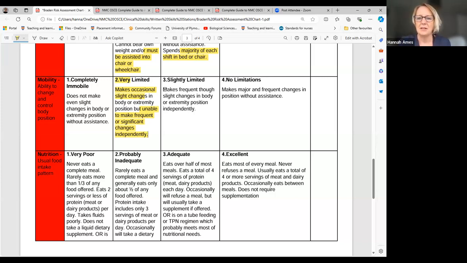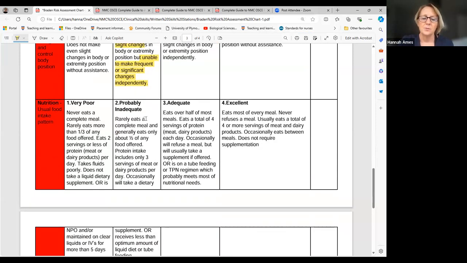3 is makes frequent, though slight, changes in body position. So they can do that independently. They don't need a nurse or staff to support them to do that. And 4 is they can make major and frequent changes in position without any assistance at all. So look in your scenario, is it saying it needs 2 members of staff to move the patient? Is it saying that they're independent? And find that information.